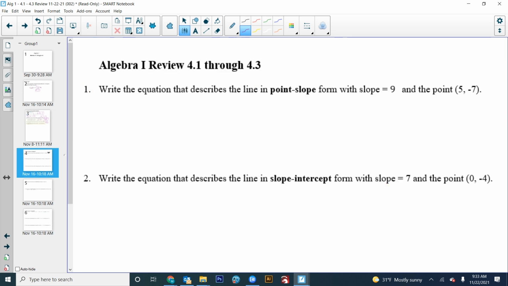Guys, listen. We're going to go over these. We should be able to get through all of them. If you can do these, this is just like the quiz tomorrow.